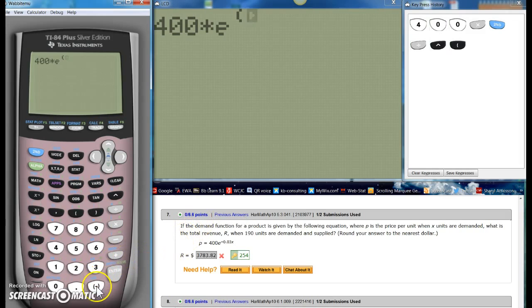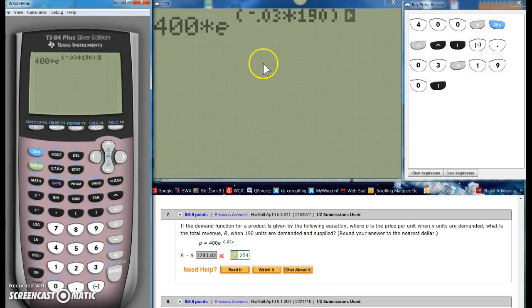So now I need to say a negative 0.03, and I want to multiply that by X, and our X is 190 units. So 190, and now I need to close parentheses. As you see now, the exponent that E is raised to is negative 0.03 times 190 units.